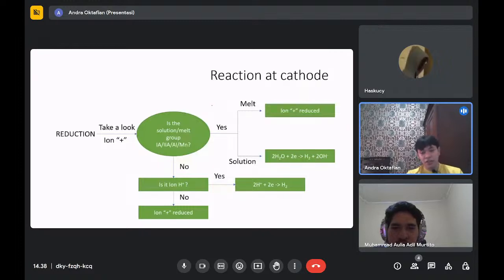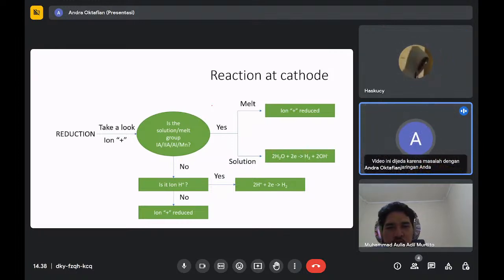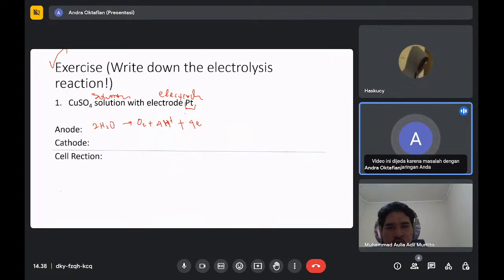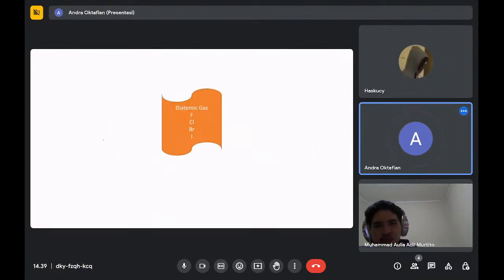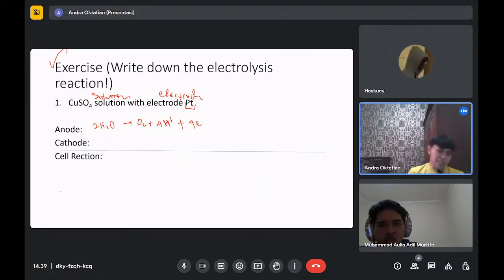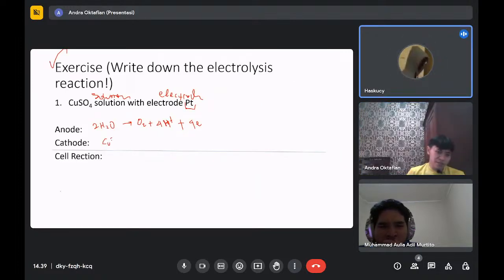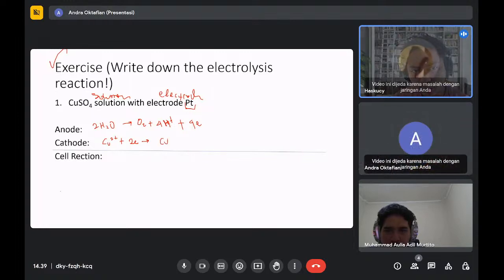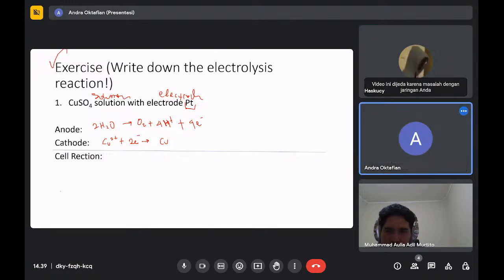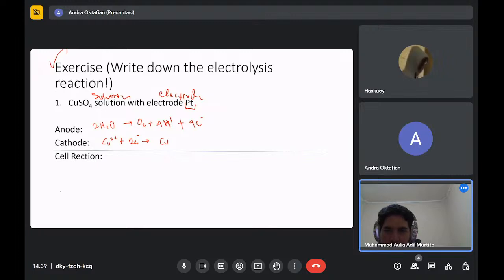Is it iron, H plus? No. So we need to reduce the cuprum. All right, so you need to reduce here, as I already told you about reduction. So when we reduce, Cu2+ equals to... what? Should be, okay, Cu2+ plus 2 electrons gives Cu. Don't forget to put the minus here, just like that.